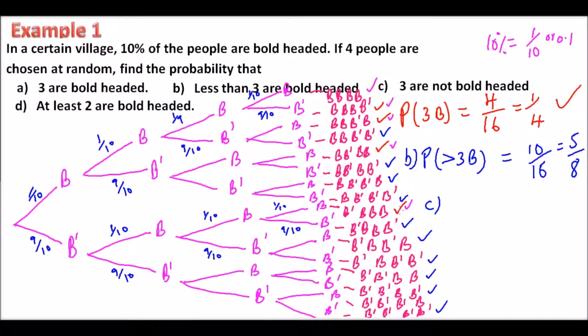And so we have the probability that 3 are not both-handed. We can say it is B prime. It is equal to, we have 1, 2, 3, 4, 5, so it is 5/16. And we have part D, we have at least 2 are both-handed.